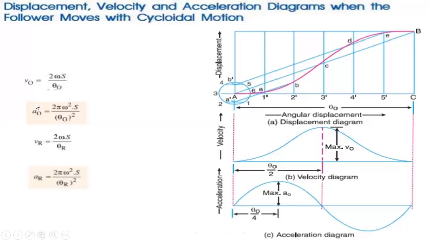The velocity and acceleration diagrams can be obtained from the formulas, that is velocity of the outstroke and acceleration of the outstroke, velocity for the return stroke and acceleration for the return stroke.